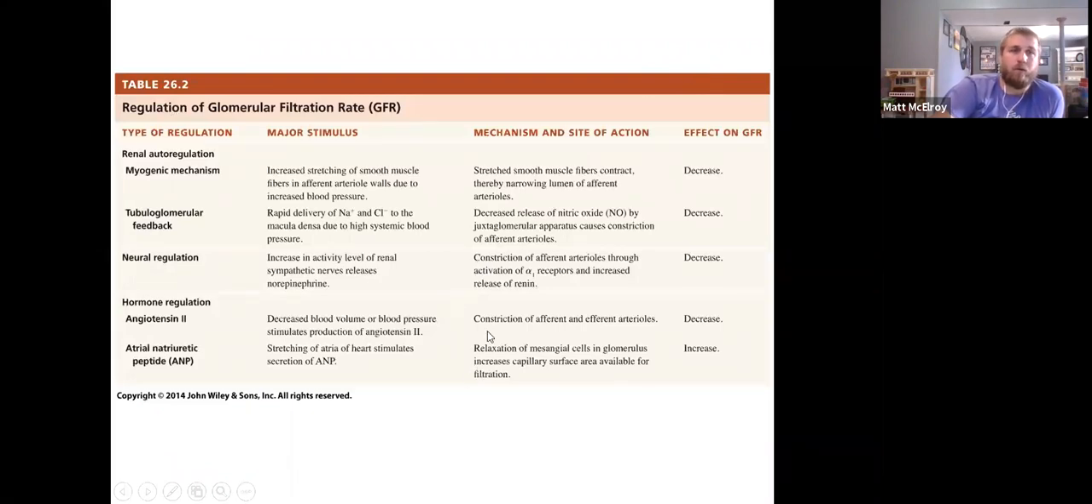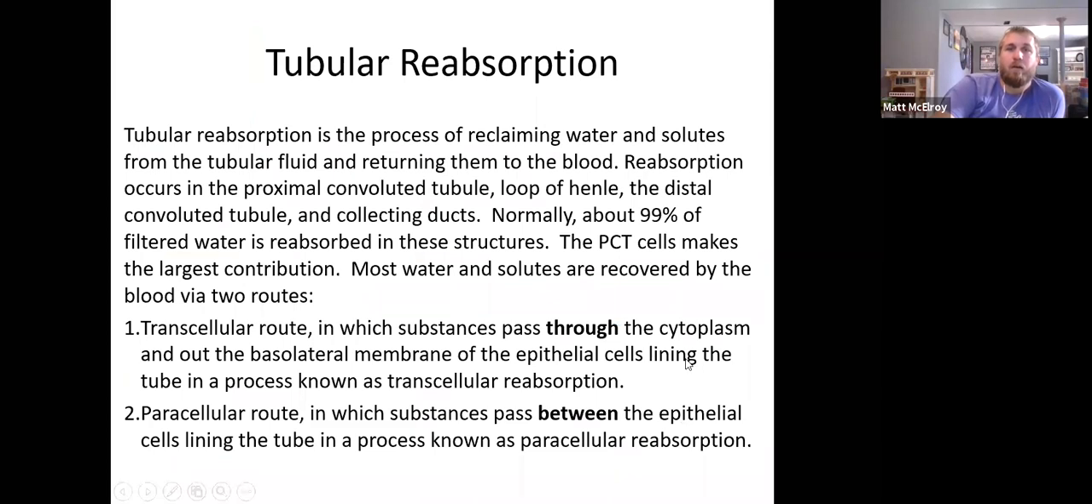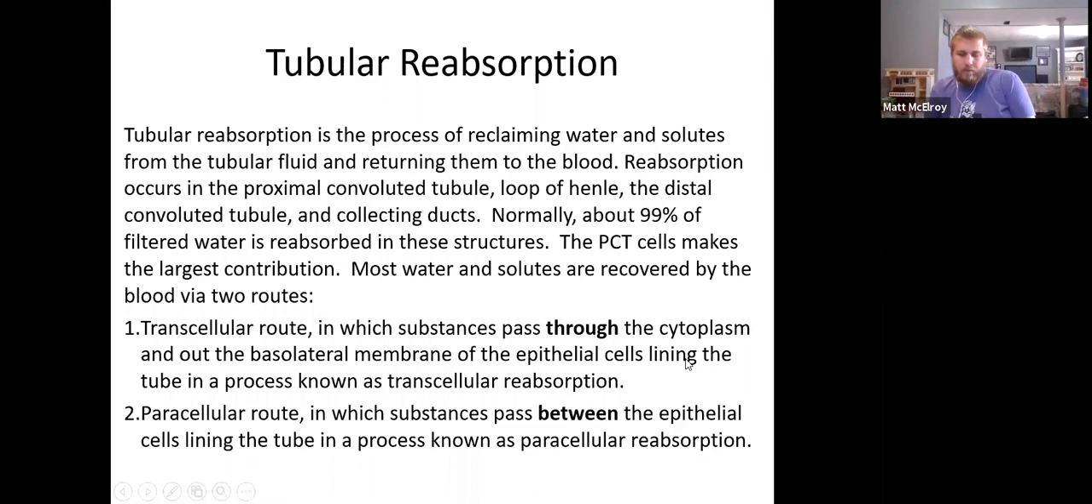Okay, table 26.2 just is a summarization of those 3 different mechanisms that regulate GFR: autoregulation, neuroregulation, and hormonal regulation. Okay, on to the next part of our urine formation process. We're going to talk about tubular reabsorption, and we'll get into tubular secretion here in a little bit.